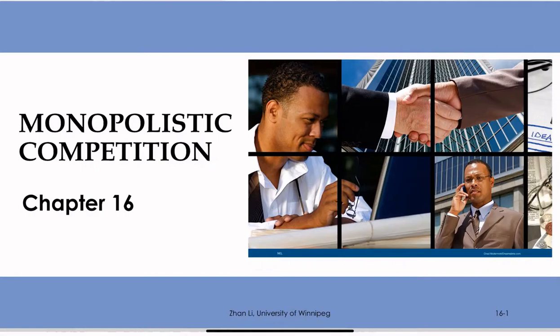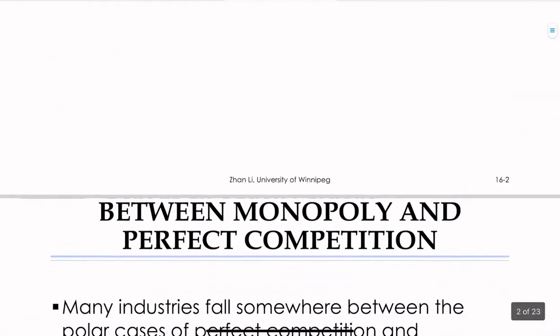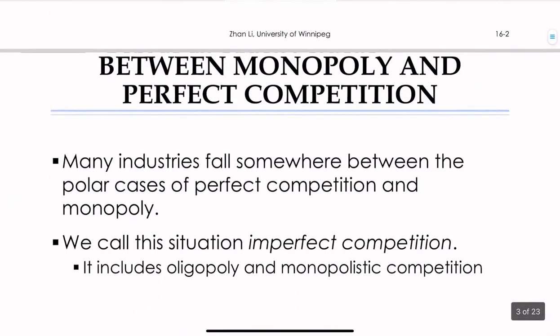Okay, today let's talk about monopolistic competition. So what's the idea here? Let's recall what we have learned. We talked about perfect competition and monopoly. What is the basic assumption of perfect competition? Well, we have many firms, many sellers. And the basic assumption of monopoly is that in the market, there's only one seller.